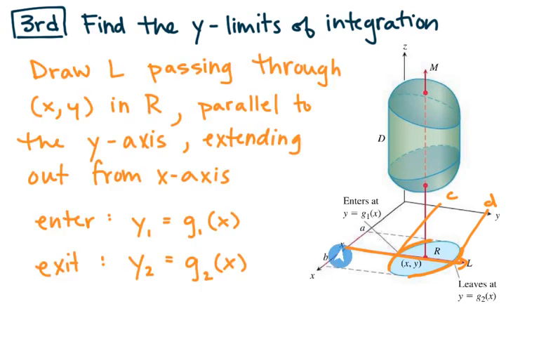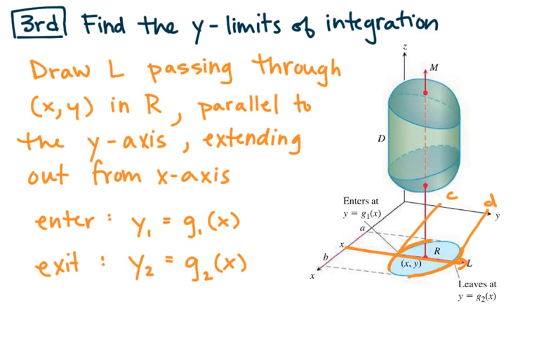Repeating myself, we draw L. L extends out off of the x-axis, parallel to y, and we look at where we enter that region R. We enter the region R at y, a function of x, and then we exit also at y, a function of x. So my z bounds were two variable functions, and my y bounds are a single variable function, y in terms of x.